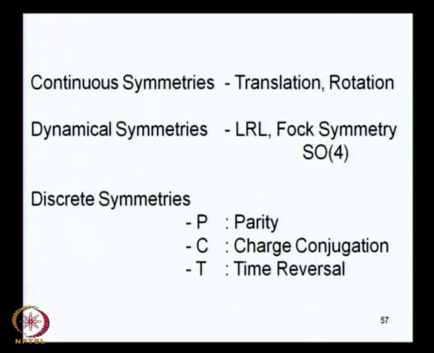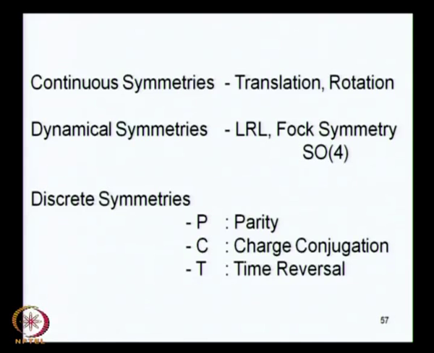There are other symmetries in physics which are important. You have continuous symmetries, the translations and the rotations that we have already discussed. Then there are these dynamical symmetries that we have discussed. The dynamical symmetry is the Laplace-Runge-Lenz vector in the context of the quantum mechanics of the hydrogen atom. It is known as the Fock symmetry or the SO4 symmetry. Then there are discrete symmetries like parity, charge conjugation, and time reversal.